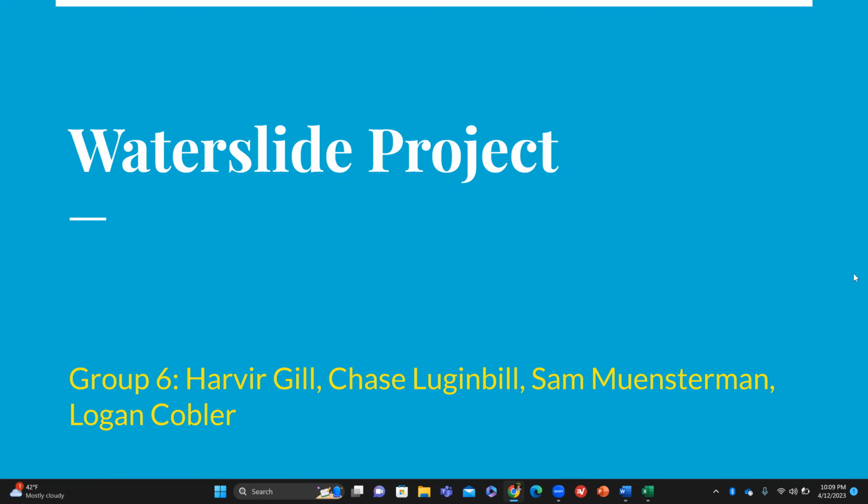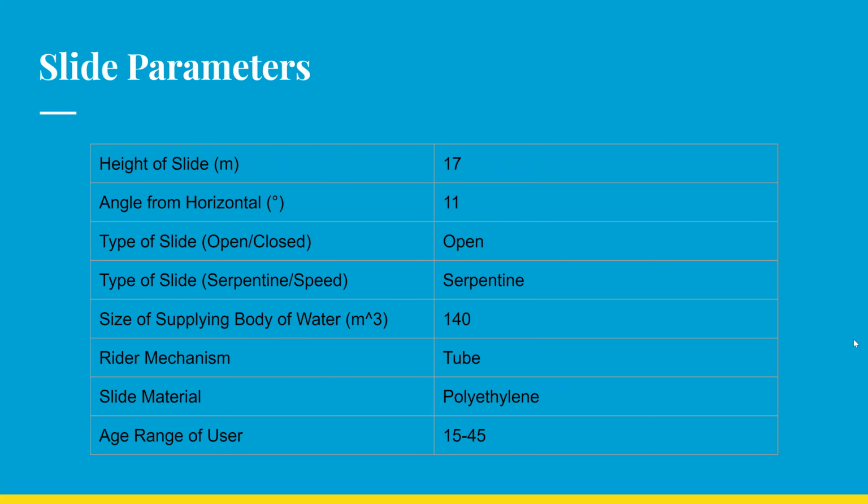Our slide parameters. The height of the slide is 17 meters. The angle from horizontal was 11 degrees. The type of slide is an open serpentine. The size of the supplying body of water is 140 meters cubed. The rider mechanism is a tube, the slide material is polyethylene, and the age of the rider is 15 to 45.